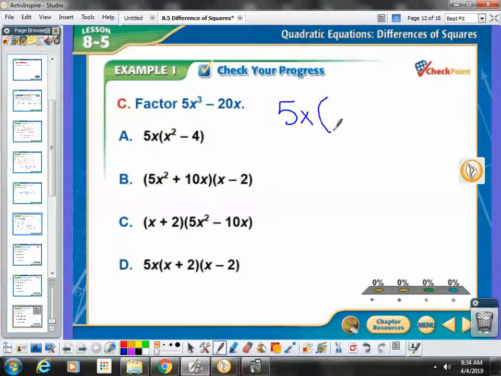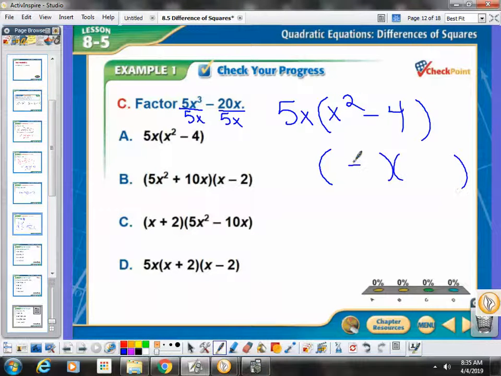Now, just as a reminder, greatest common factor is the only one where we have one parenthesis. So I'm dividing each of these terms by 5x. What is 5x cubed divided by 5x? x squared. What is negative 20x divided by 5x? Negative 4. Look at what we have in parentheses. We have a perfect square minus a perfect square, don't we? So let's factor that further. I'm going to set up my two parentheses.